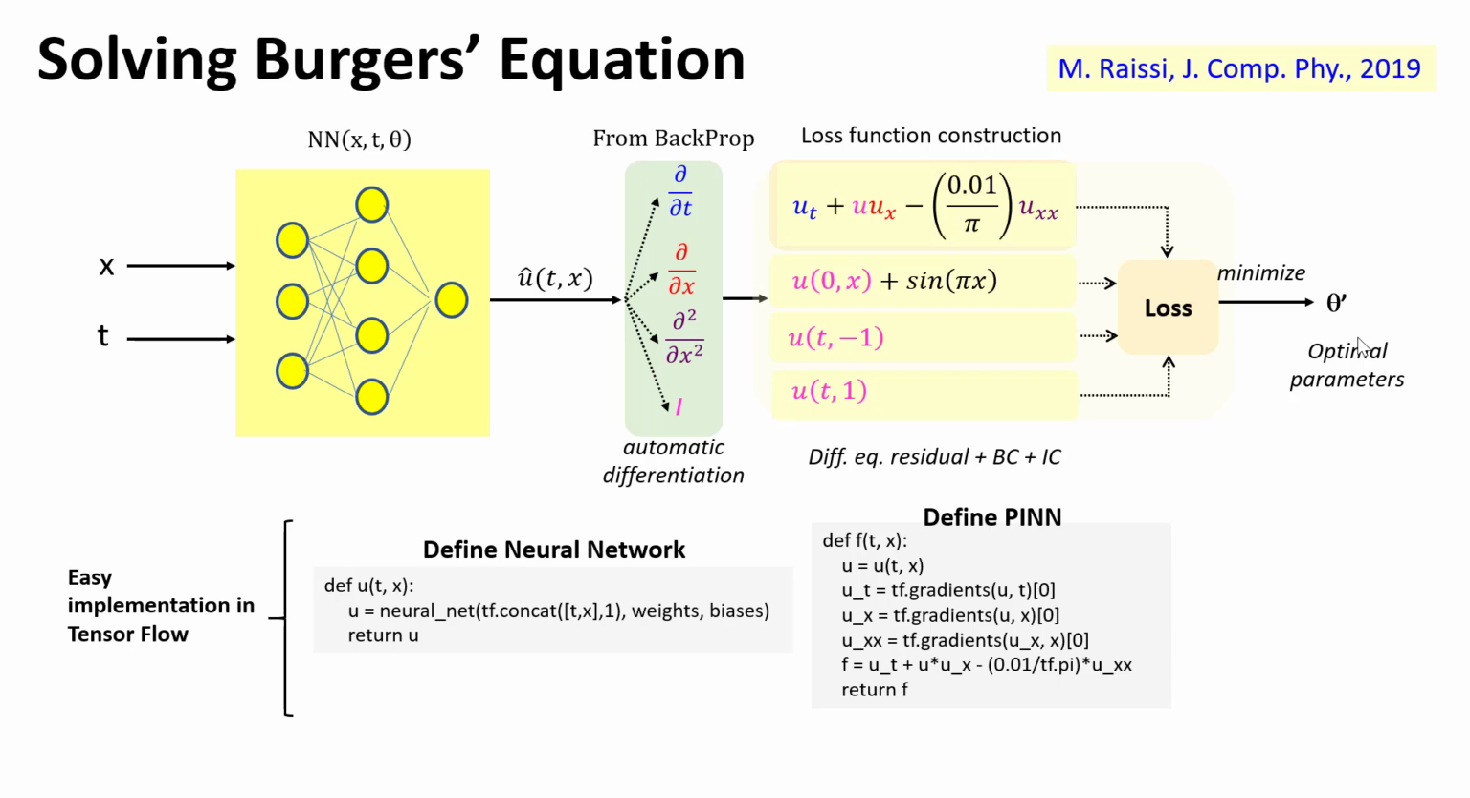And it turns out that this is very easy to implement in TensorFlow. First, we define the neural network u of t, x, and then we define the PINN, which can be done as shown here. The gradients are directly available in TensorFlow, so we can construct the equations and compute the loss.